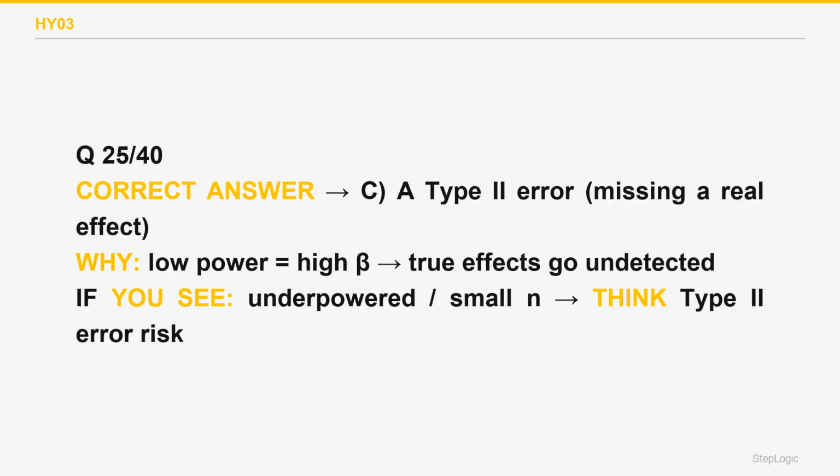The correct answer is C. A type I error rate is set by alpha and is not increased by low power, so an underpowered study is not especially prone to false positives, choice A wrong. Underpowered studies do not systematically overstate effects as their defining problem. Their signature failure is missing real effects, choice D wrong. Low power most likely yields a type 2 error.